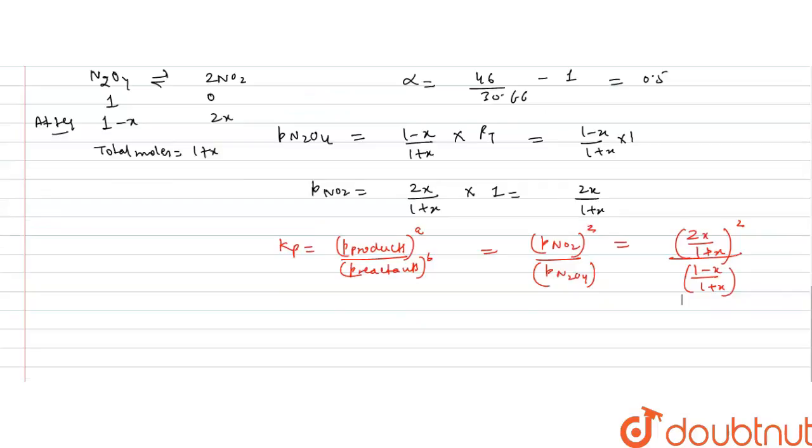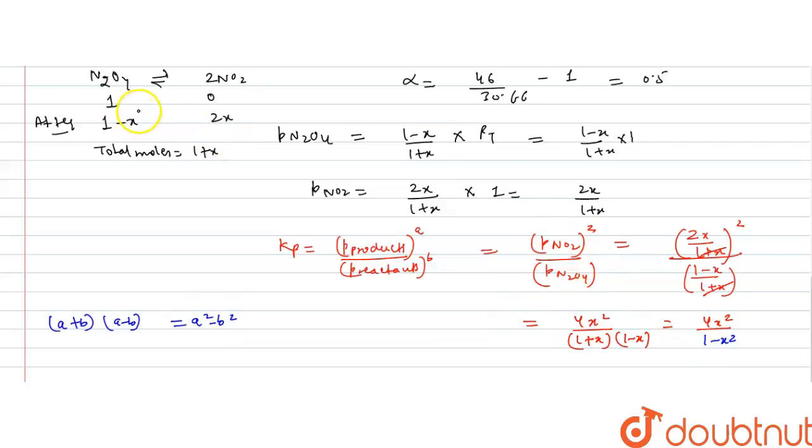So if we calculate this, 1 plus X is cancelled by this, and we have 4X square divided by 1 plus X into 1 minus X. This 1 plus X into 1 minus X is the identity a plus b into a minus b, which becomes a square minus b square. So it would be 1 square minus X square, and 1 square is 1, so it would be 4X square upon 1 minus X square.